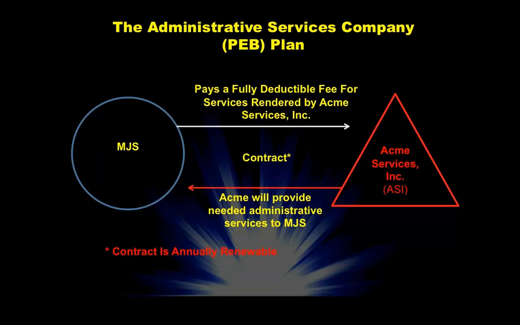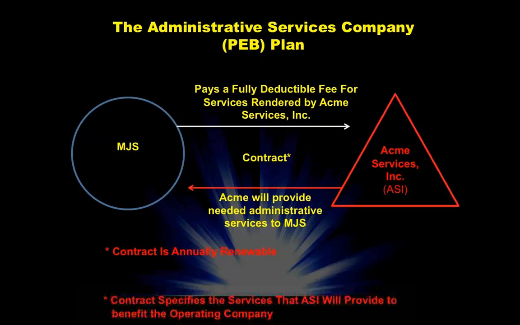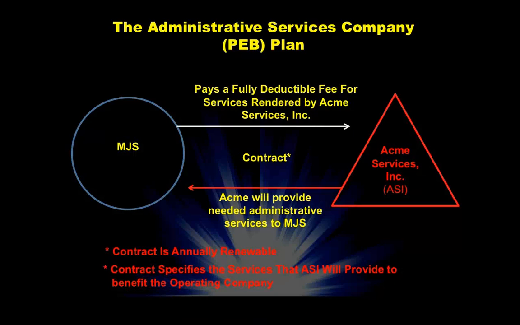Now, this contract is an annually renewable instrument, and that becomes important when we attribute a value to it. And it also allows us the flexibility of either severing it, changing it, editing it, modifying it as we need to as we go through the course of a year. The contract, again, is very specific to the entity that ASI will provide to benefit that operating company.